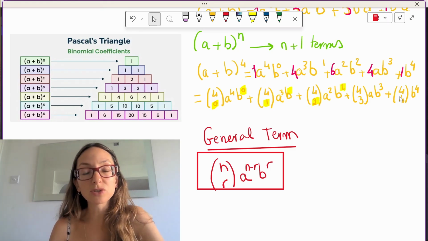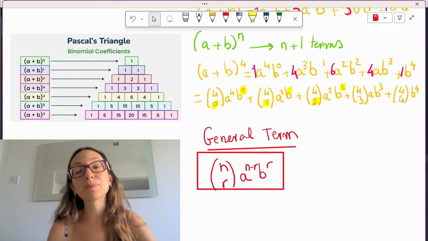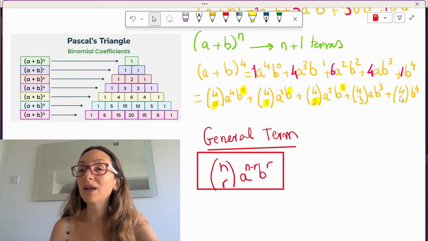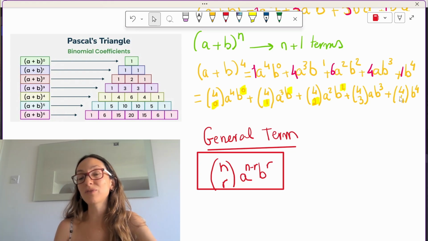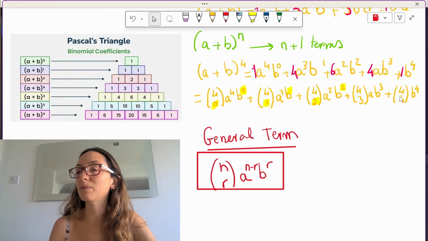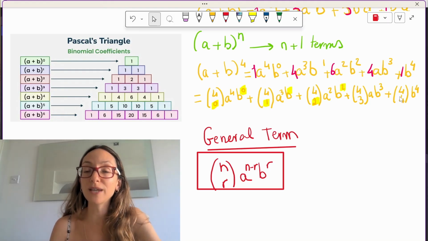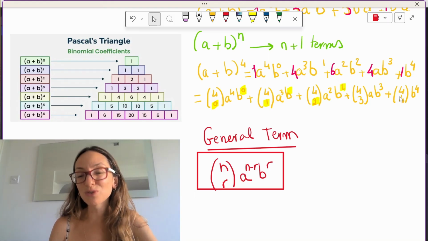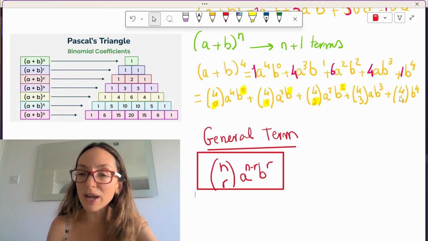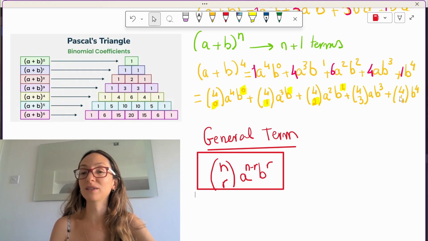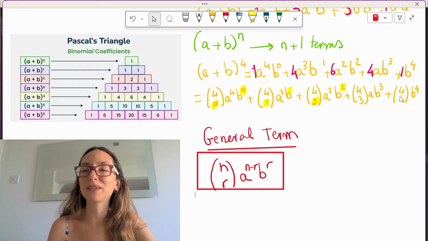In many IB exercises, they will ask you to find a specific term in an expansion. One way of doing it is to actually expand the whole thing and try to find the particular term that they're asking about, which obviously takes a lot of time. The other way is to use the formula for the general term and directly find the term that we're interested in, which I will be showing you later.